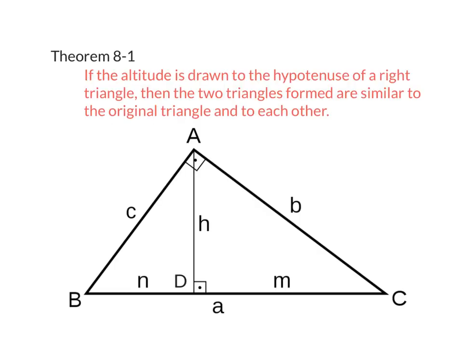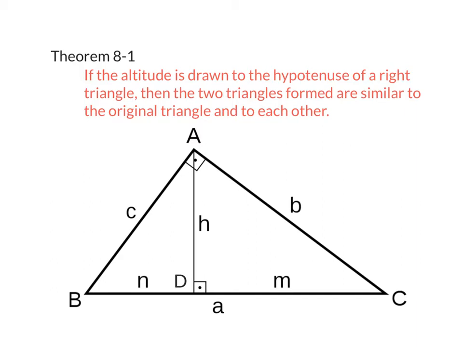So now let's talk about right triangles. To start off with, we have a theorem, and this is Theorem 8-1 in your textbook. This theorem says that if the altitude is drawn to the hypotenuse of a right triangle, then the two triangles formed are similar to the original triangle and to each other.